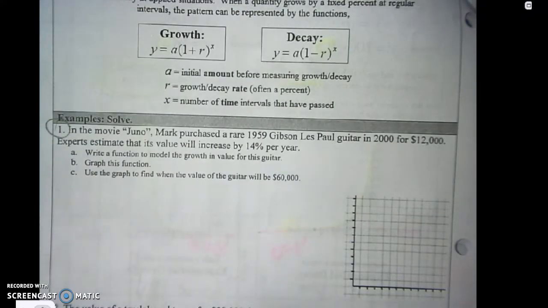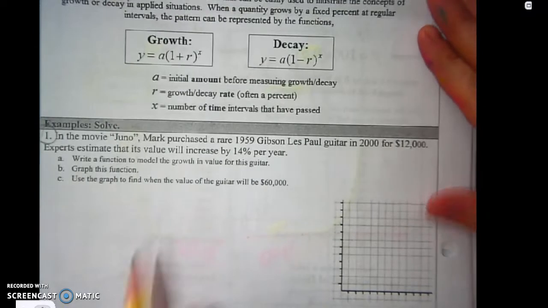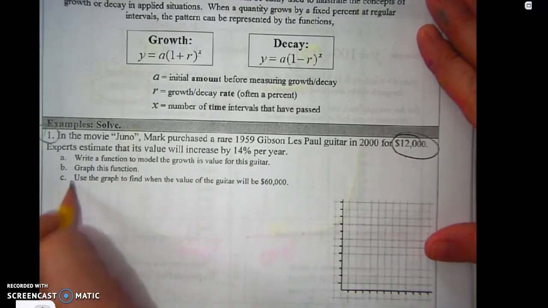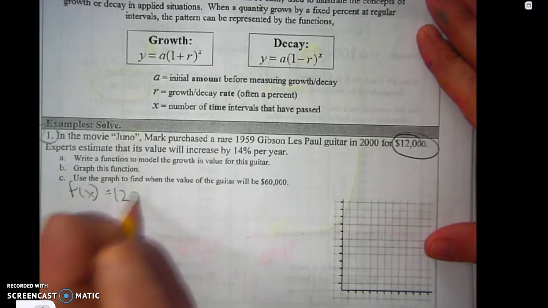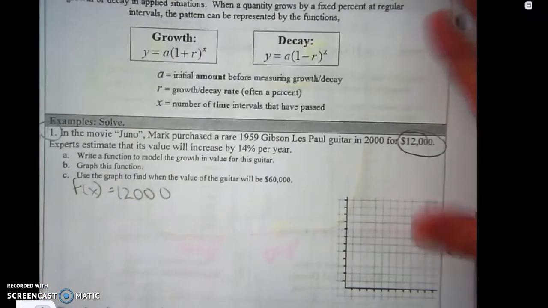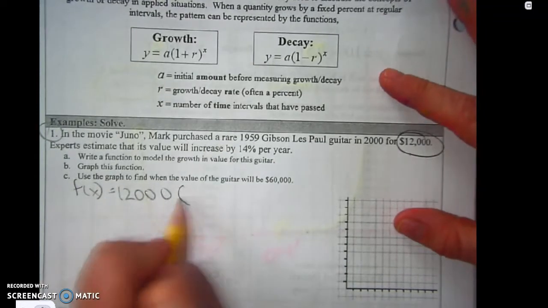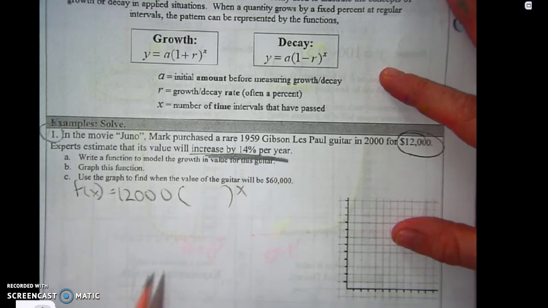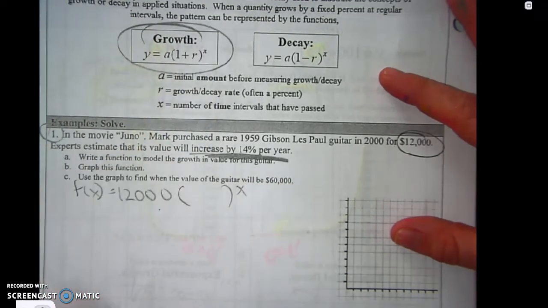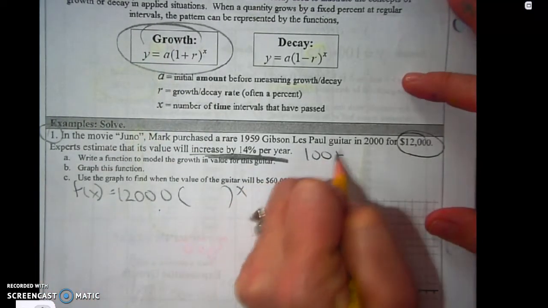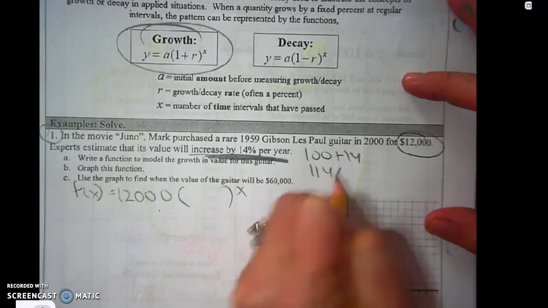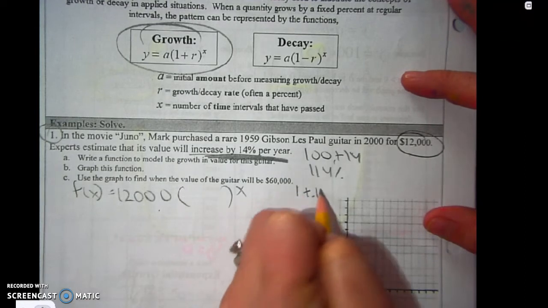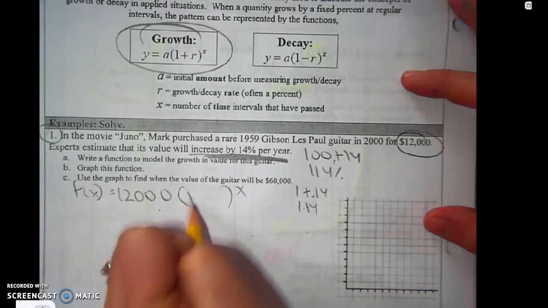So when you read this problem, there's certain things that stand out. I noticed that 12,000 is my start, and it says write a function, so let me write it as f of x equals 12,000. And when we write a function, we don't put the comma. You can put the comma, but it's just kind of ugly, okay? Now, since it says it's increasing by 14%, we know it's growth. So that means we're taking 100% plus 14%, which is 114%. Or some of you know it's 1 plus 0.14, which is 1.14.